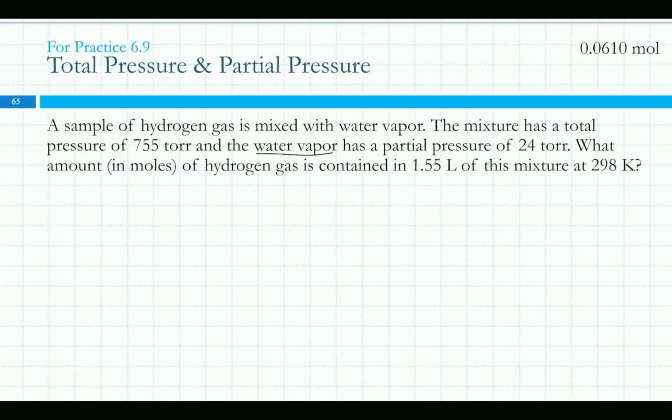And really what that means is that the pressure of 755 torr is not all coming from the hydrogen being collected. We need to subtract out this pressure of water. So we take the 755 torr, which is the total, minus the 24 torr. So that's 731 torr.